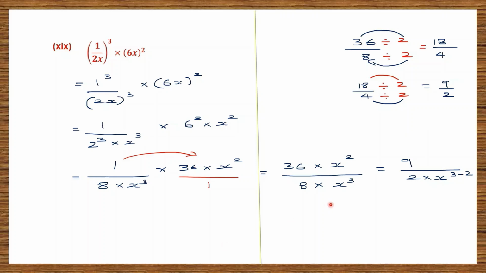Now where did we get 3 from? 3 is here and 2 is here. So 3 minus 2. Now what is this equal to? This is equal to 9 by 2. X to the power of 3 minus 2 is 1. So what is our final answer? Our final answer will be 9 by 2x. So this is our final answer, 9 by 2x.